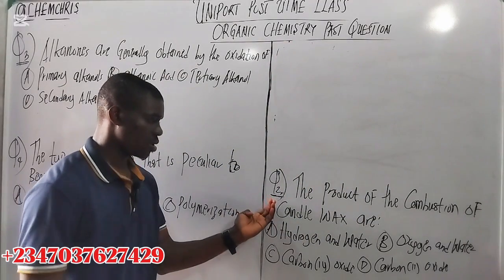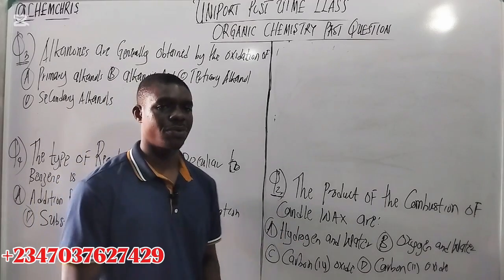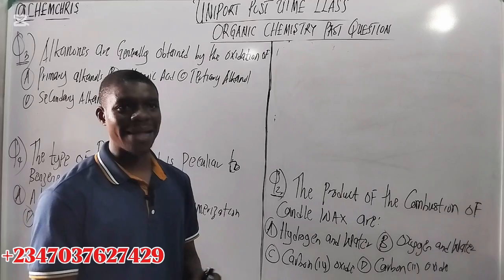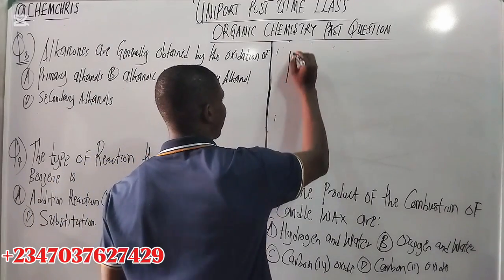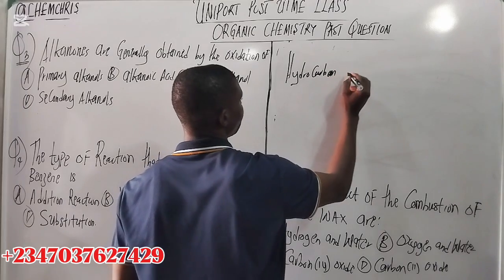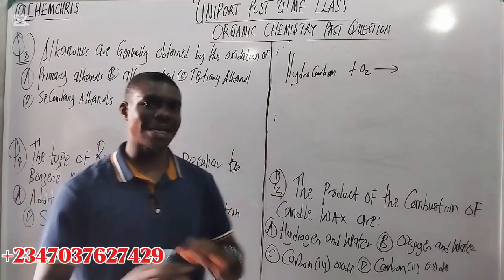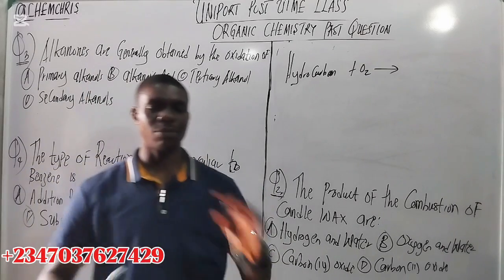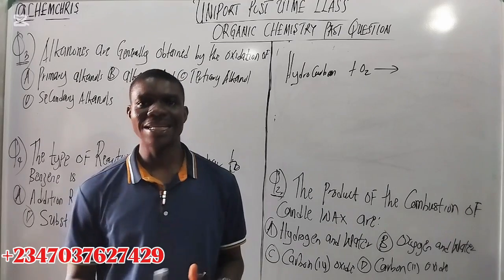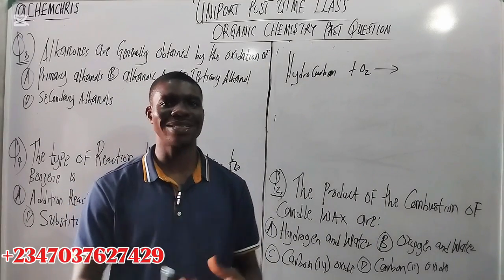Now, question 2. The product of the combustion of candle wax was R. When a hydrocarbon burns in air, there are just 2 products produced, no matter the hydrocarbon chain, whether it is a small hydrocarbon chain or a large one. Now, what do you understand by combustion? It is when you burn it in air.